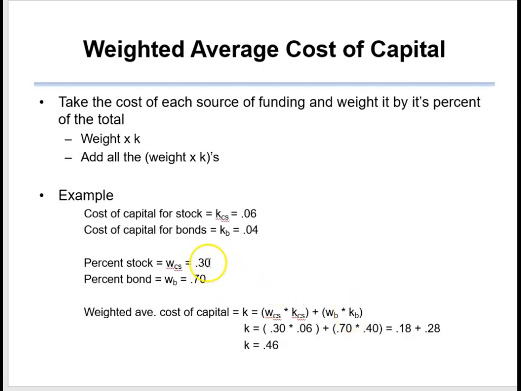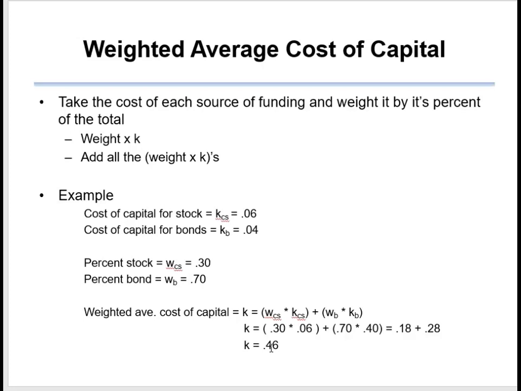Now, when you do this, make sure you look at the 30% and the 70%. These numbers should total 100%, right? If they don't, you're not doing something right. Something's wrong. So you calculate, you plug in the values, and in this case, we come up with 28% as 18% plus 28%, and our total weighted average is 46% as our cost of capital.